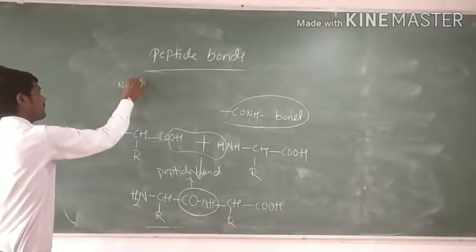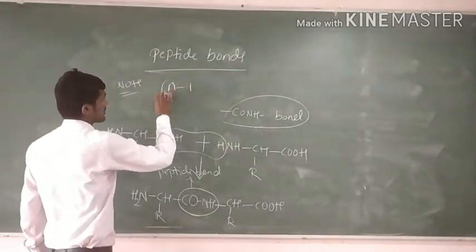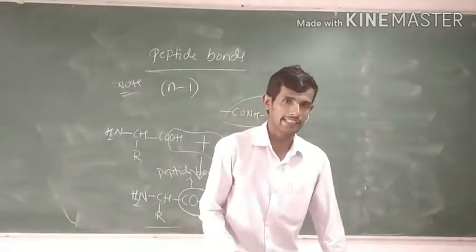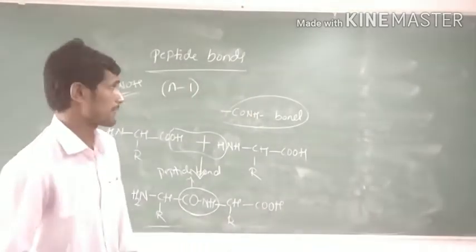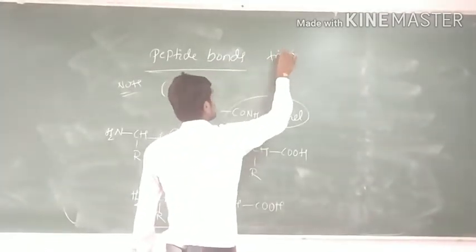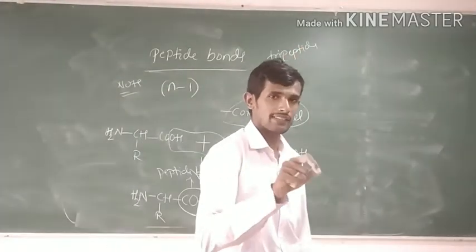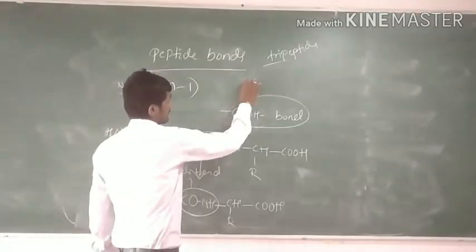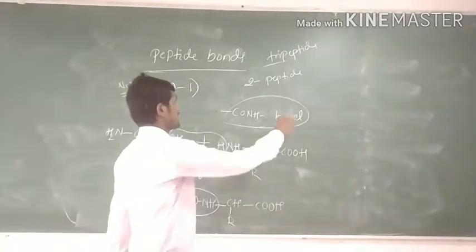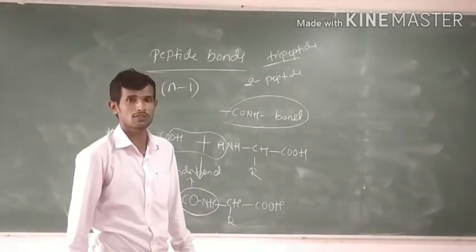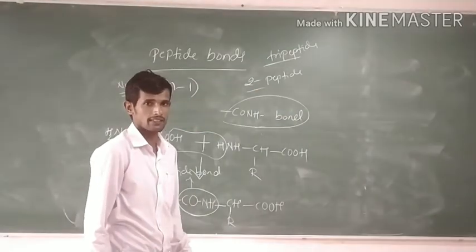Note point here, the number of peptide bonds can be calculated by using the formula n minus 1. What is this n? It indicates the number of amino acids. Then how many peptide bonds are present in tripeptide? Tri means 3, so here 3 amino acids are involved. Therefore, there are 2 peptide bonds present in tripeptide. Next, what about tetrapeptide? The number of peptide bonds present in tetrapeptide is 3.